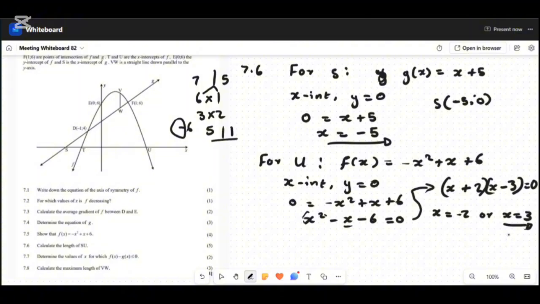I hope we are good. So which means you can see U is on the positive x-axis. So it is actually positive 3. Coordinates of U is positive 3. So it's 3 and 0. That is U.